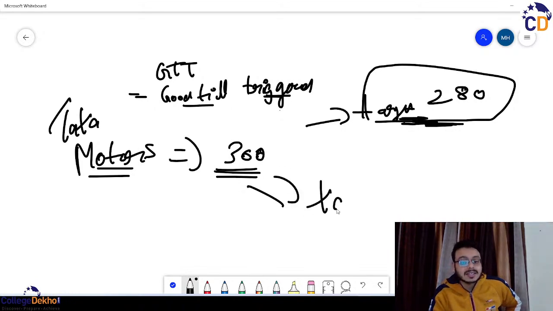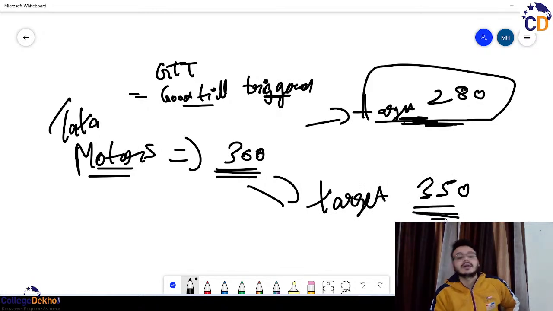Also he can set a target price कि 350 पे उसको बेचना ही बेचना है. Like 70 rupees का उसको प्रॉफिट कमाना ही कमाना है.